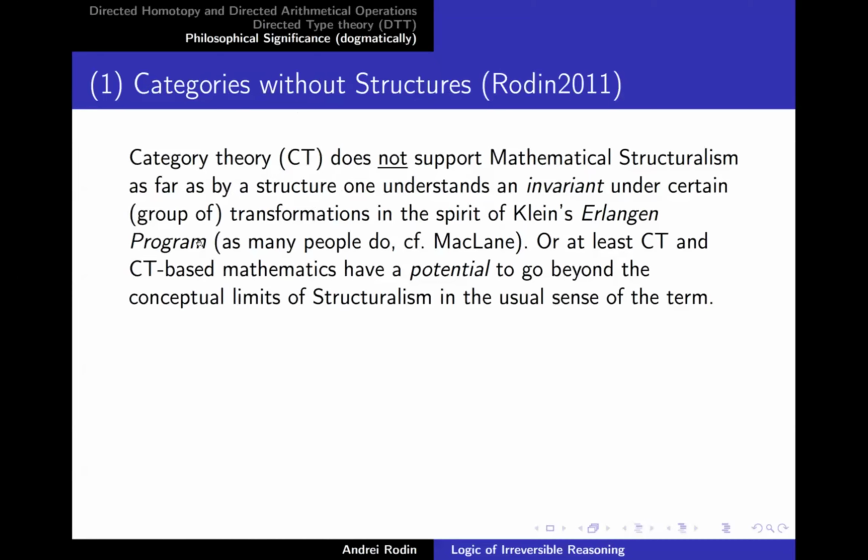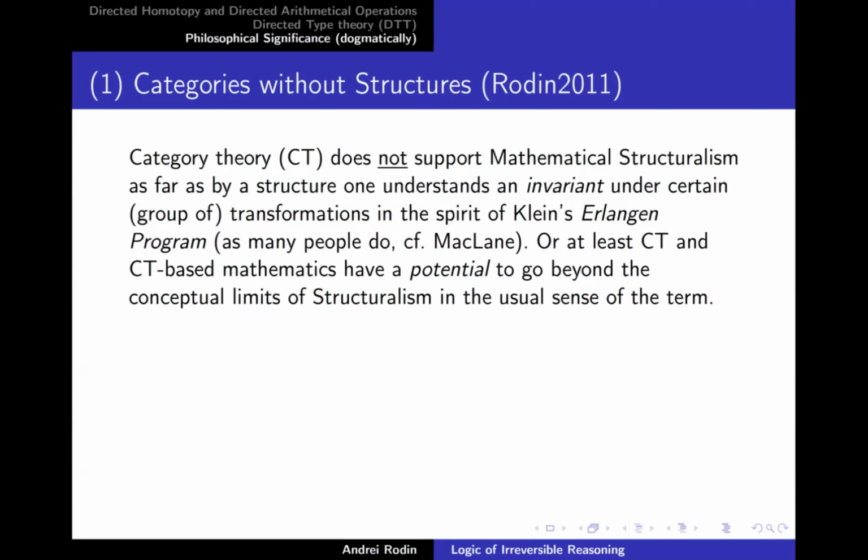I published in 2011 the paper Categories Without Structures, where I try to go against the consensus that category theory obviously supports structuralism. My argument, of course, depends on what you call structure. Structure sounds like different things, but at least if we look at Mac Lane and people like that, there was this intuition of something invariant, something in the spirit of the Erlangen program of Klein, right? You have transformations and an invariant which survives through all these transformations, and a simple argument is that this only makes sense for invertible transformations, right?